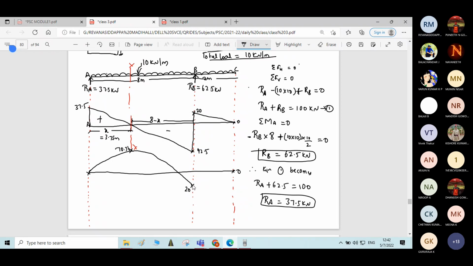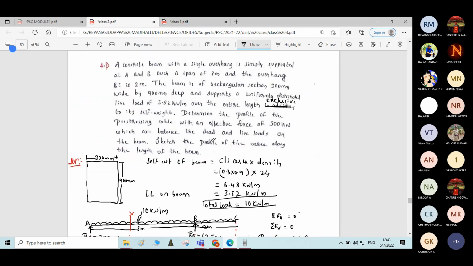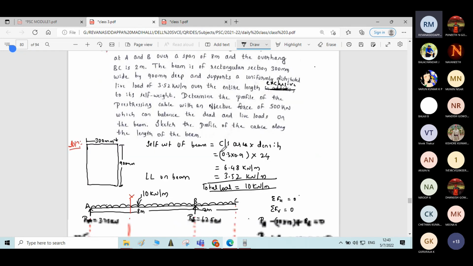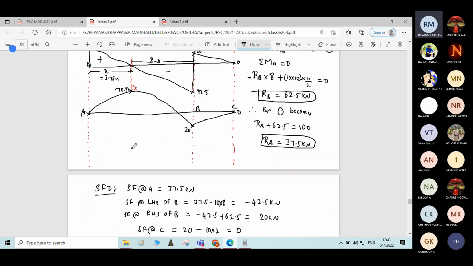Okay, this is the nature of the BMD. As the load acting on the beam is UDL, it will be a parabolic BMD. This is the bending moment diagram. This is point B, this is point A, this is point C. Now the question is to find a suitable cable profile. Correct? What will be the nature of the cable profile? Draw the longitudinal section of the beam.